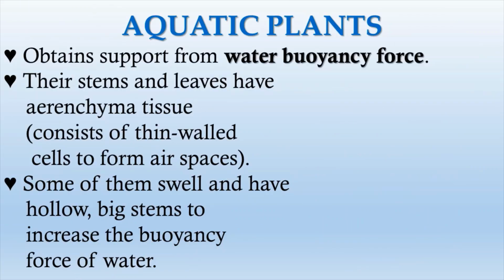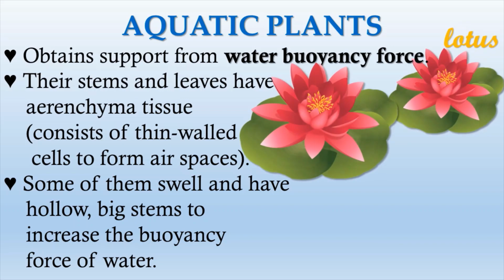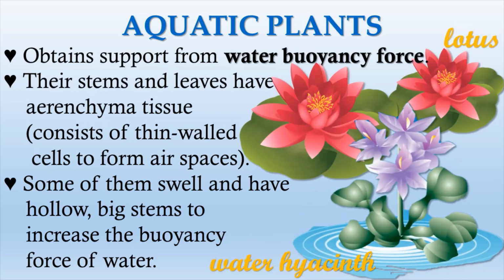Aquatic plants do not have woody tissue for support. They obtain their main support from the water buoyancy force. Their stems and leaves have parenchyma tissue which consists of thin wall cells to form air spaces. Some of them swell and have hollow big stems to increase the buoyancy force of water, such as the lotus and the water hyacinth.